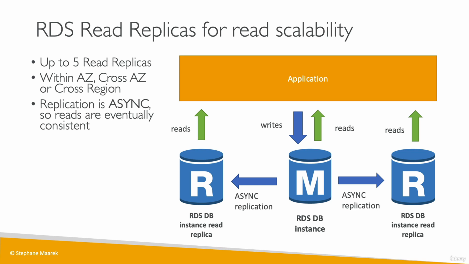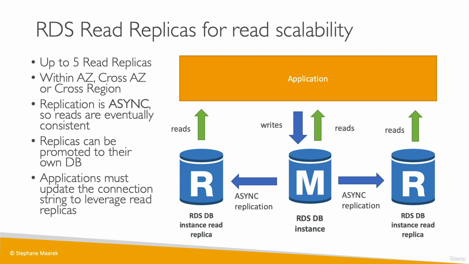And these replicas can be awesome for scaling reads, but they can also be promoted to their own database. So you can take one of these replicas and say, okay, I want it to be its own database now, and take writes. And so you promote it to its own database. It's completely out of the replication mechanism after that, but it lives and has its own lifecycle afterwards. So in case you want to use read replicas, the main application in orange at the top of the screen must update the connection string to leverage the list of all the read replicas you have in your RDS cluster.